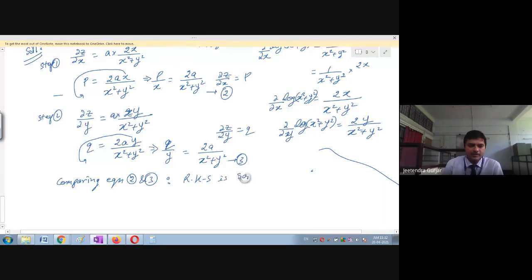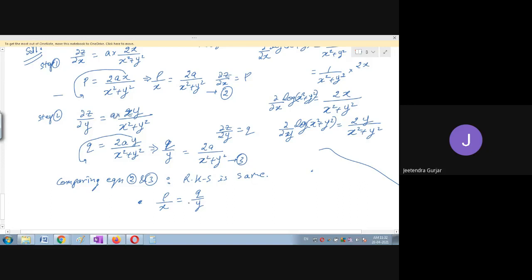Very good. Excellent. You identified very well. Thank you. So RHS is same. Therefore, LHS is equal. So what is equal? p upon x is equal to q upon y. That's it, students. We have eliminated arbitrary constants a and b.